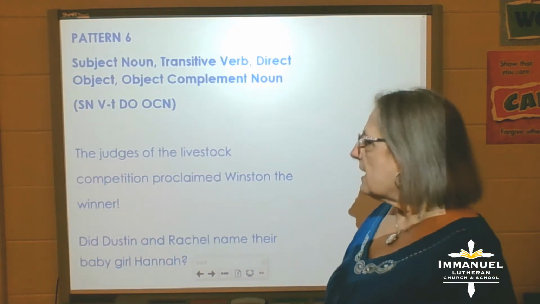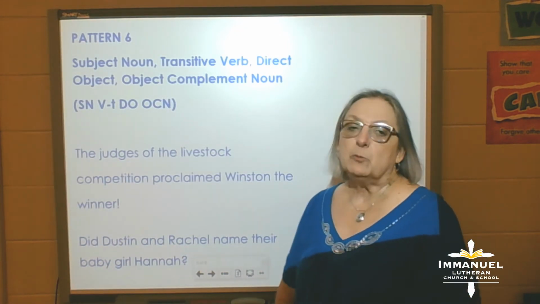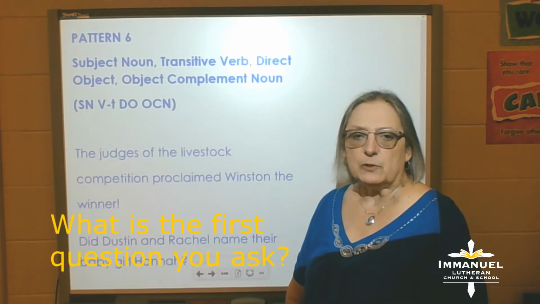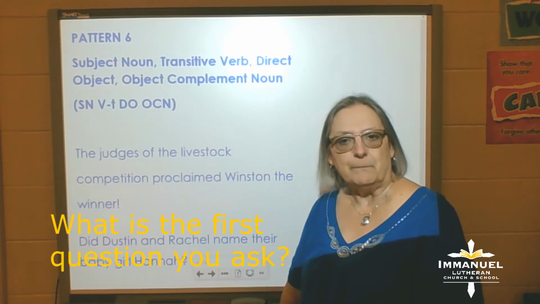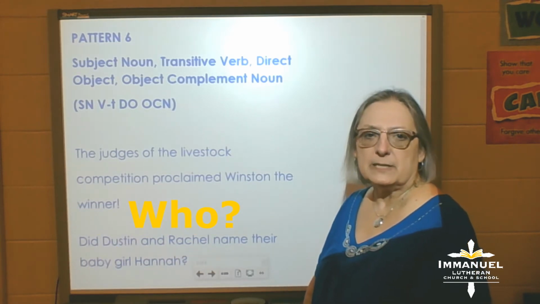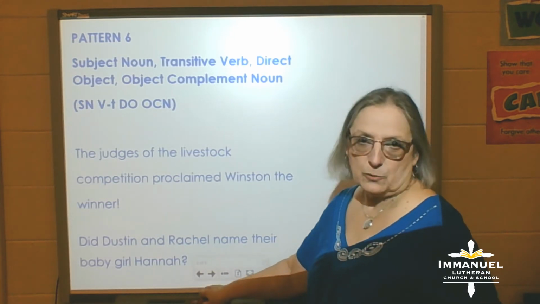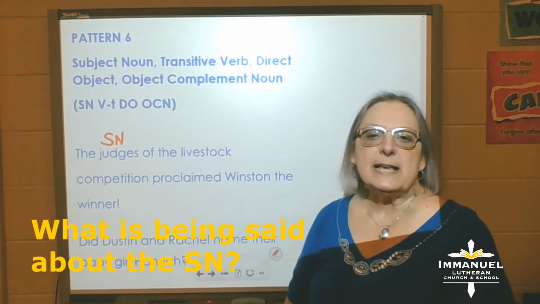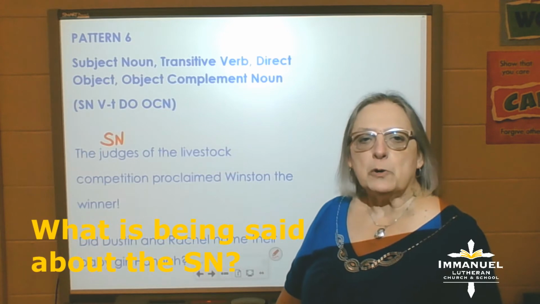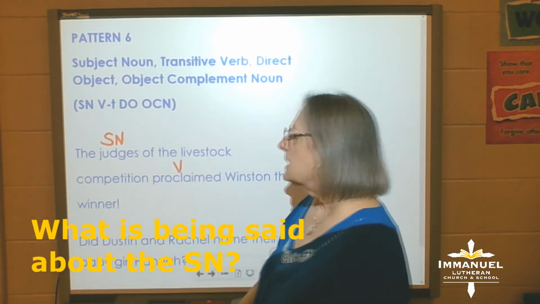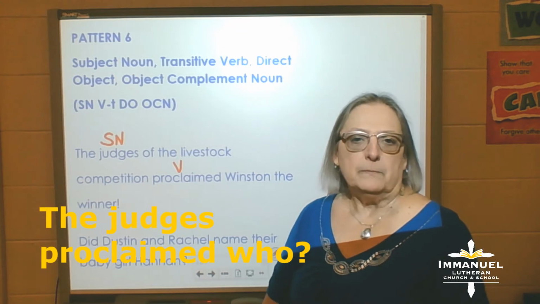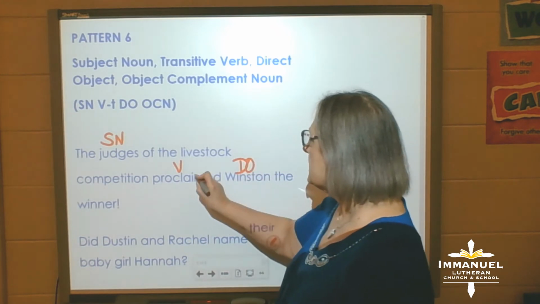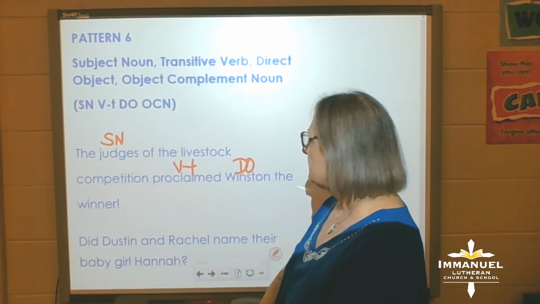The judges of the livestock competition proclaimed Winston the winner. We always start back with the first sentences we learned back in pattern 1. Who proclaimed Winston the winner? And the answer is judges, subject noun. What is being said about judges? Judges proclaimed, verb. Judges proclaimed who? Winston. Winston is not the same as judges. Winston is the direct object. Proclaimed then is a verb transitive.